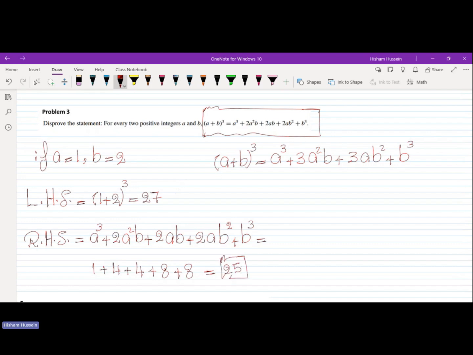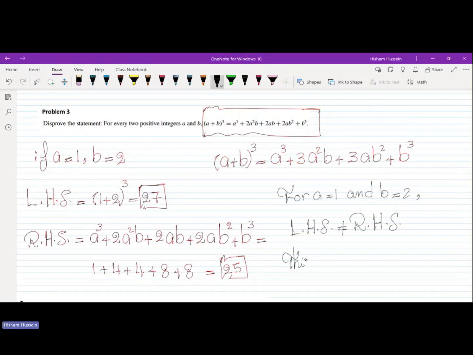This is the right hand side, this is the left hand side. So for a equals 1 and b equals 2, the left hand side does not equal the right hand side, which means that this is considered a counterexample for this statement. This is the worksheet problems, by the way.